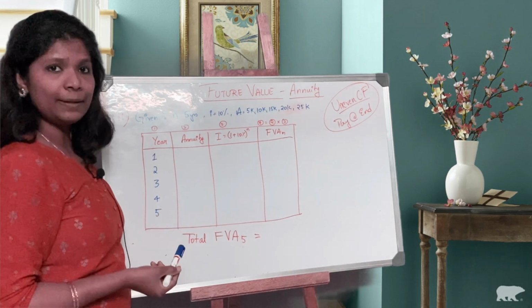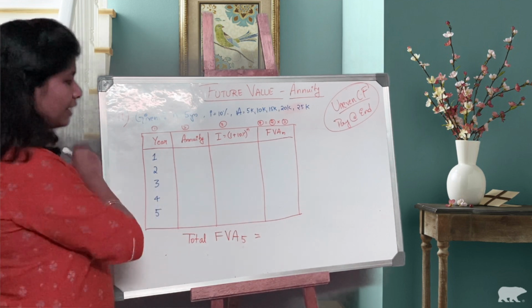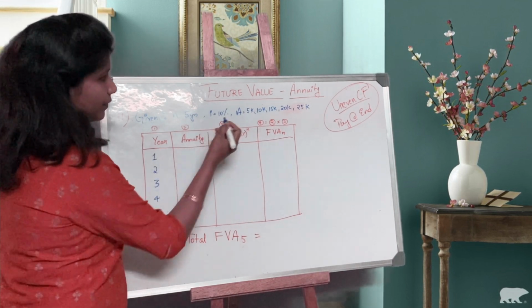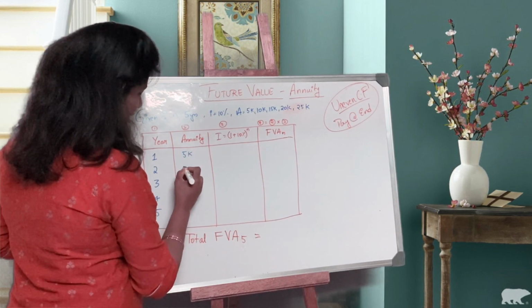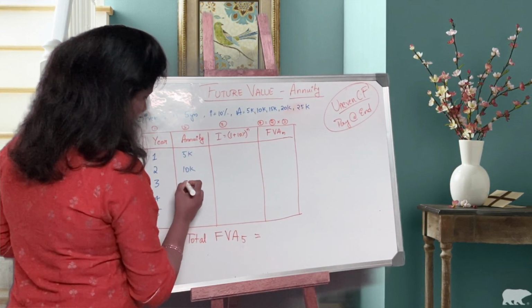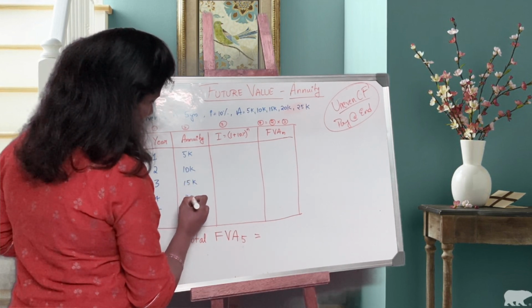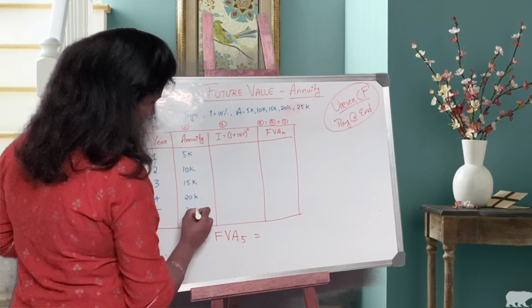Let's solve it in the table format. Years are 1 to 5, and then we have annuity. Annuity amount is 5,000. Second year is 10,000. Third year is 15,000. Fourth year is 20,000. And then the last year goes 25,000.